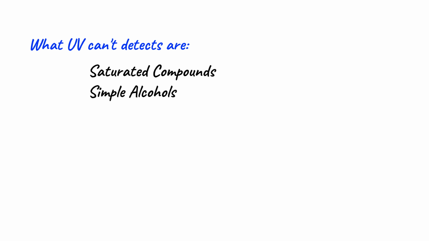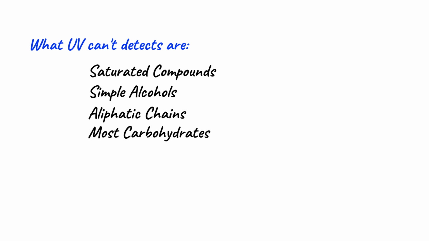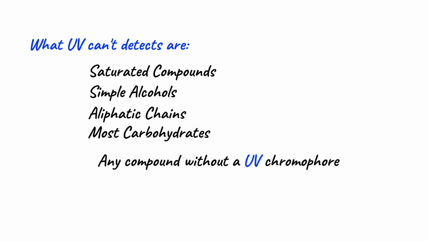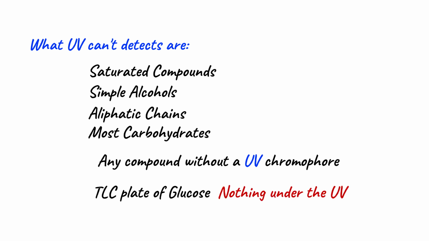What UV cannot detect are saturated compounds, simple alcohols, aliphatic chains, most carbohydrates. Anything without a UV chromophore is invisible under UV. If you hold a plate of glucose under UV, you will see nothing. That is not a failed plate, that is a compound that needs a different chemical stain.